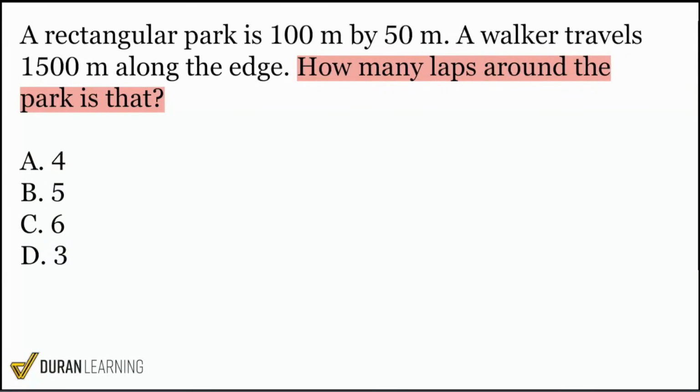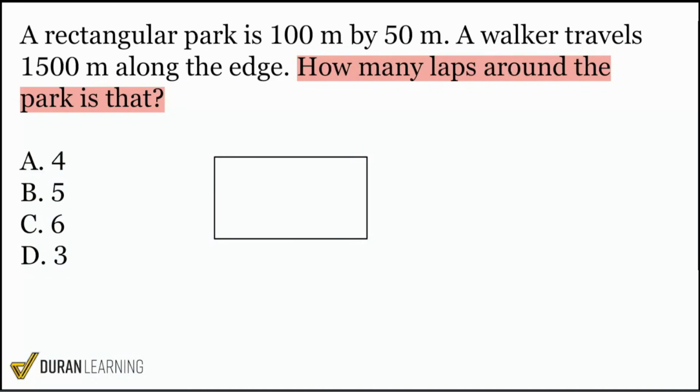So to find out how many laps that is, well, we need more information. So here it says, a rectangular park is 100 meters by 50 meters. A walker travels 1,500 meters along the edge. So when we have this rectangular park, this person who's walking goes around and around and around until they hit 1,500 meters. So we need to know how many laps that is.